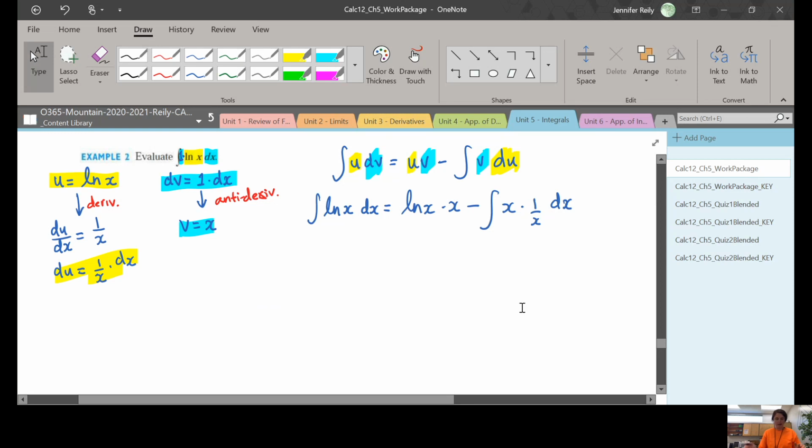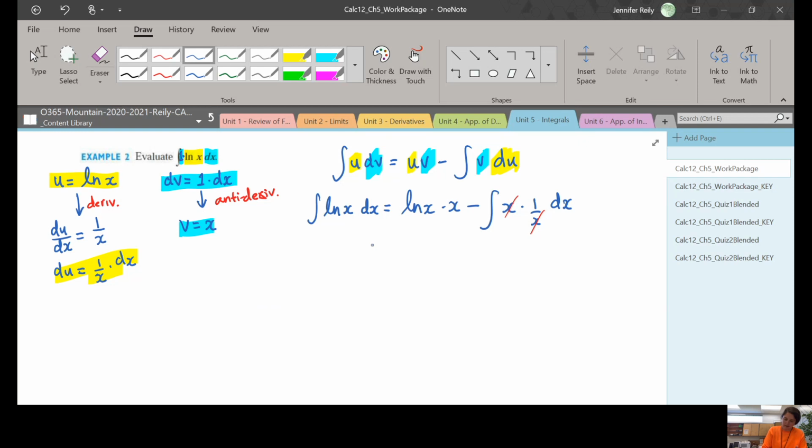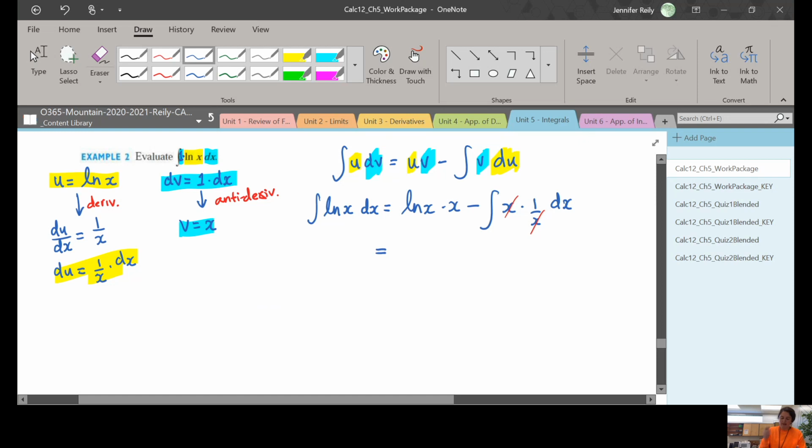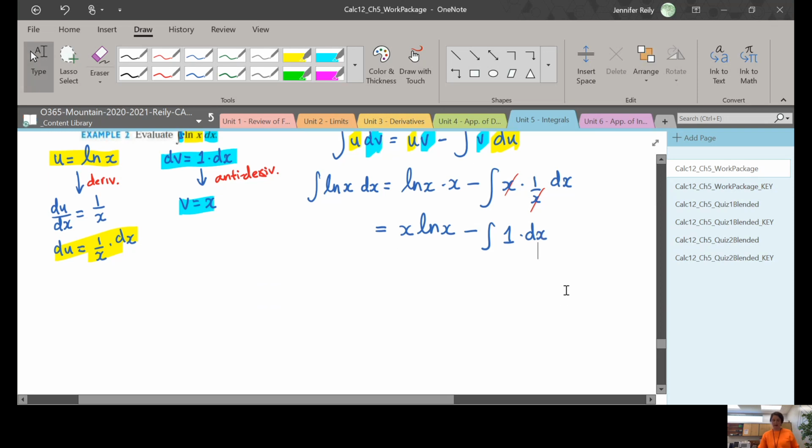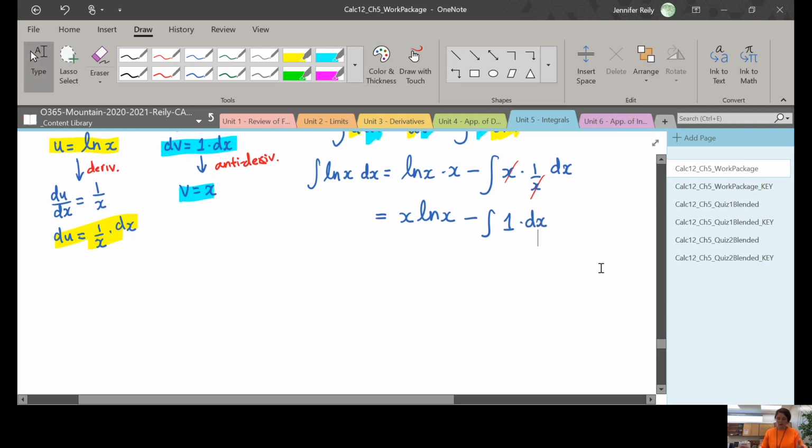Awesome. This actually worked out nicely because the x and 1 over x end up canceling out. So this is, and just conventionally, we tend to write x ln x instead of ln x times x. So I'll write it in that order, minus 1 times dx. Okay, and I know how to do the antiderivative of 1, so I will solve that. x ln x minus x plus c.